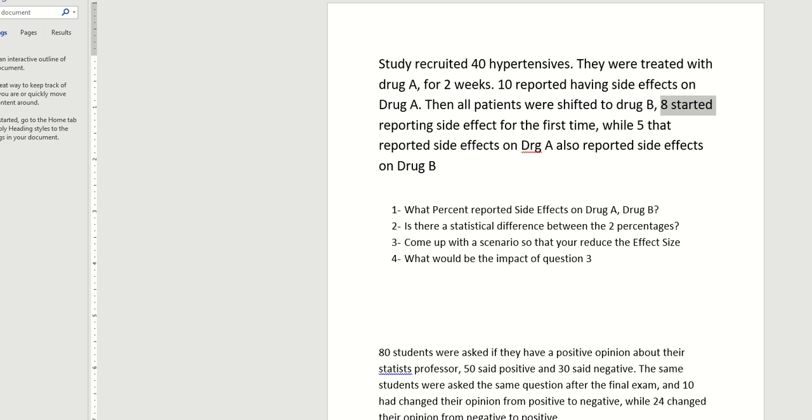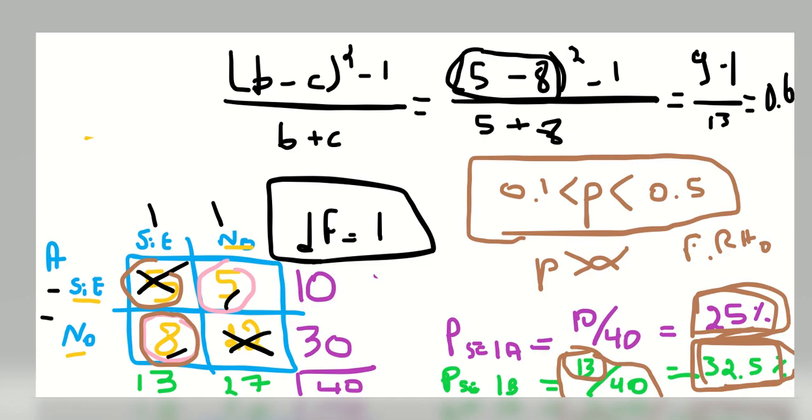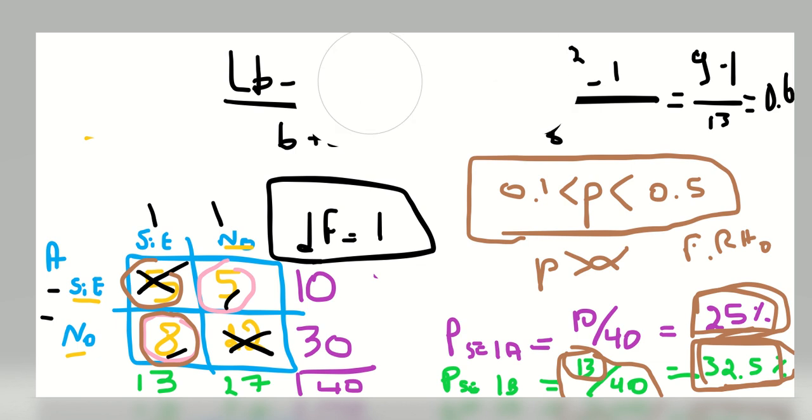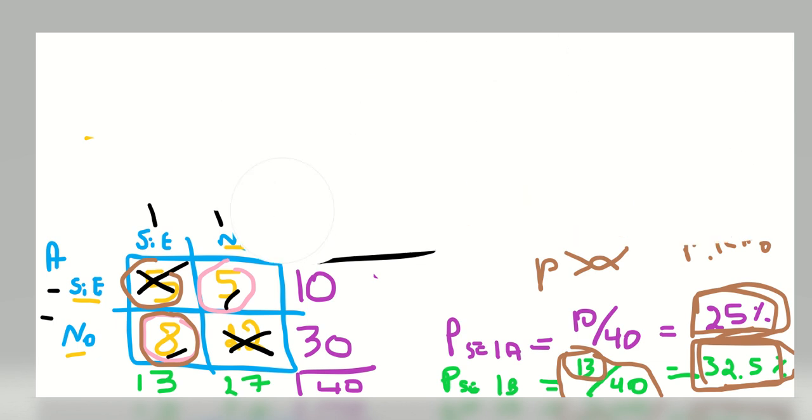Okay. How would that impact question number 3? Would the effect size get smaller? What happens? Okay, so again, every time I do that, I'm going to draw the table again so that you remember how it works.